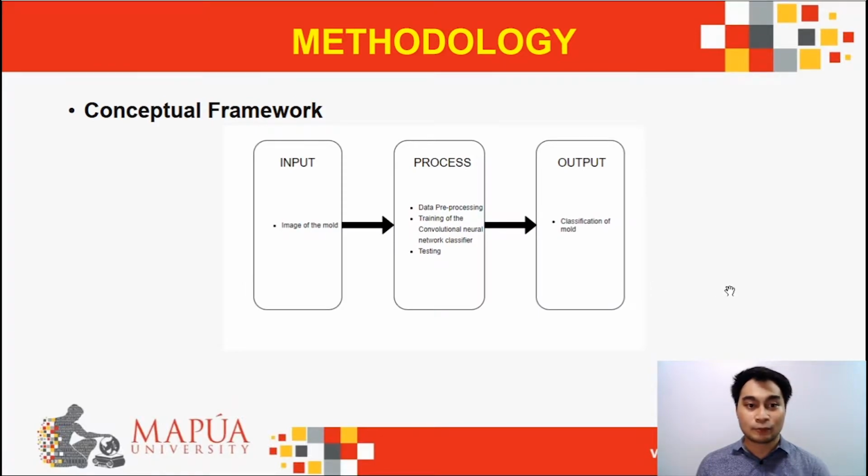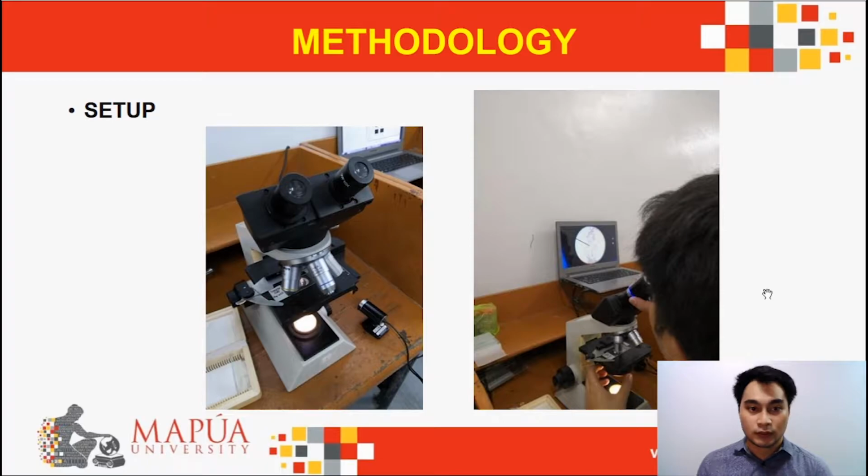Next is the conceptual framework of the study. For our input is the image of the mold captured from the microscope. Then it goes to a process of data pre-processing, training of the convolutional neural network, and lastly testing. For its output, it should be the classification of mold. Here is some images of our setup doing the testing of our proposed method.